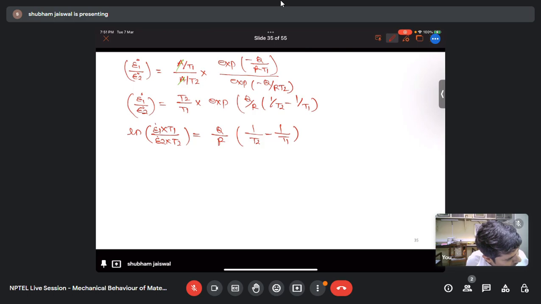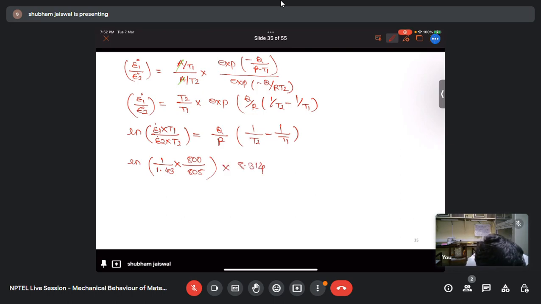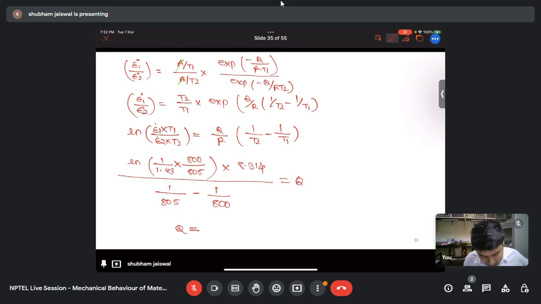So here we'll get ln of 1.43 into 800 divided by 805. T1 is 800 and T2 is 805. Into R, which is 8.314, divided by 1 upon T2, which is 805, minus 1 upon 800, equal to Q. So Q will be equal to how much? It will come somewhere around 390 kilojoule per mole.